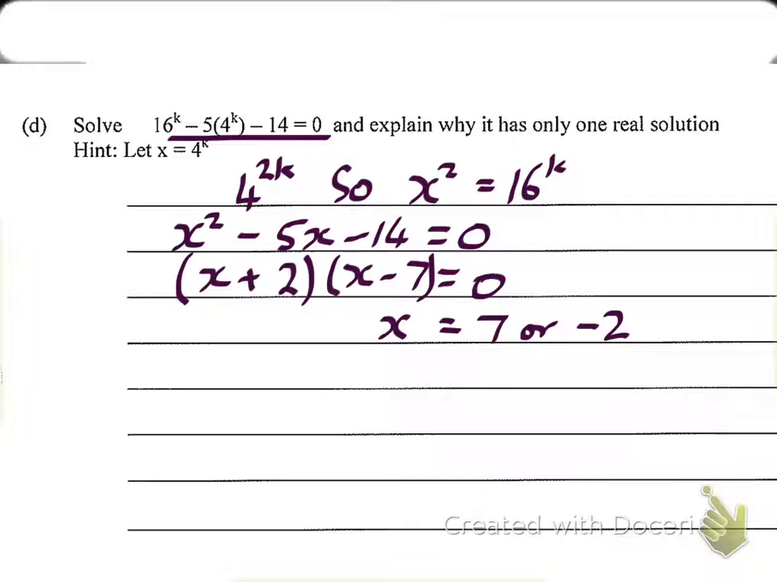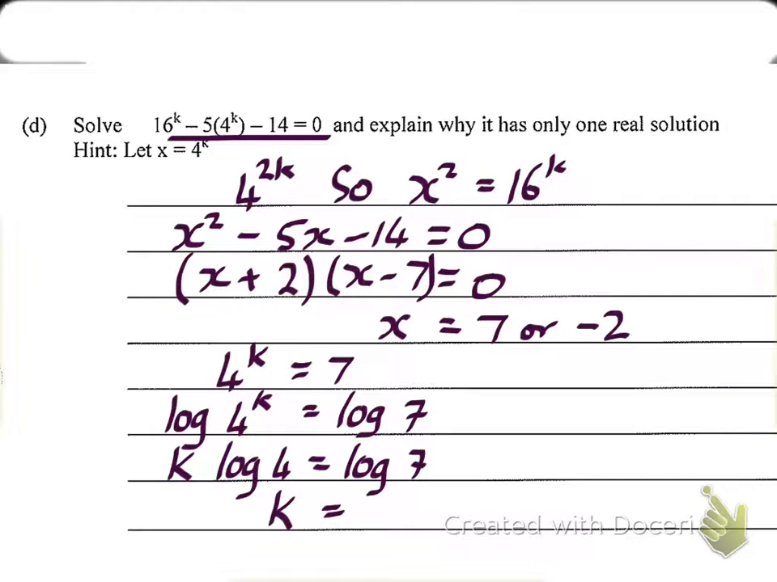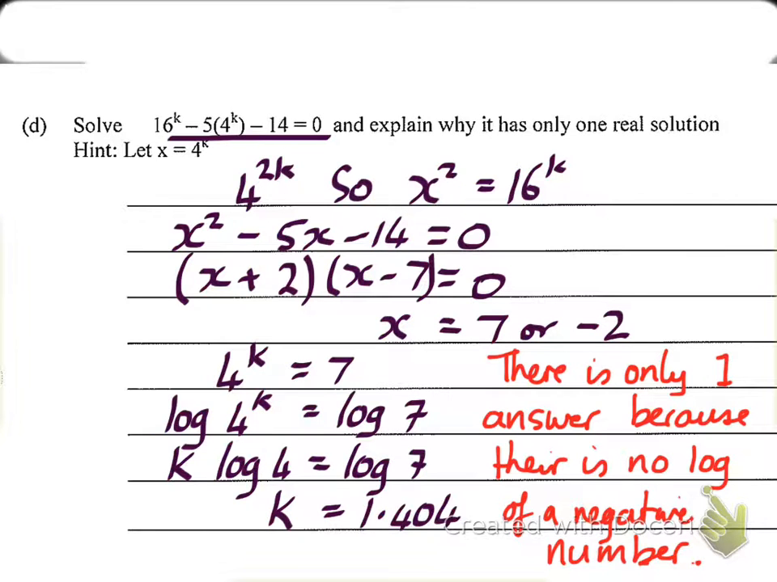Now you can't have a negative log, and we've got there that 4 to the power of k equals x. Take the log of both sides, bring the k out the front, divide by log of 4. And k equals 1.404. And when you try negative 2, you can't have the log of a negative. There is no value. Excellent. So the most difficult part was understanding that 4 to the 2k is the same as 16 to the k. And then substituting.